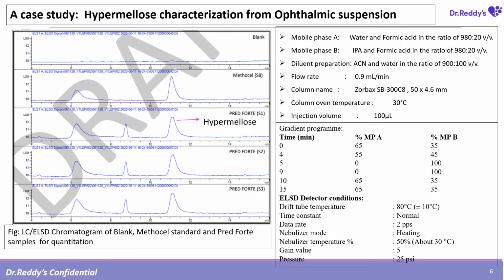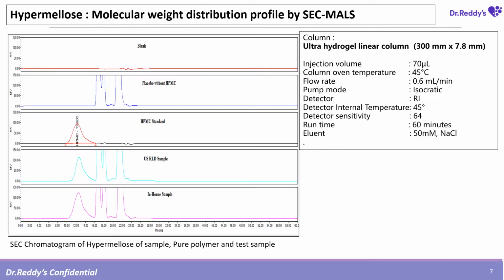Once we understand the right quantification, the important aspect is that we have to use the right grade of the standard to get the right response of the standard for accurate quantification. To get the right grade of standard, to understand the molecular weight, here we have used SEC coupled with multi-angle laser light scattering detector to understand the molecular weight distribution profile of hypromellose, where an Ultrahydrogel column of 300 mm by 7.8 mm ID was used, with eluent as 50 millimolar sodium chloride to minimize the secondary interactions in the column.